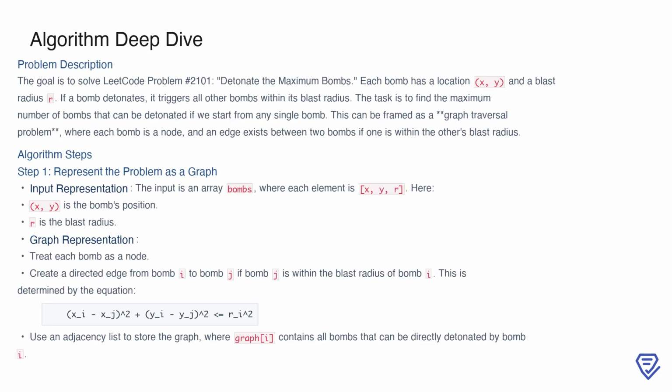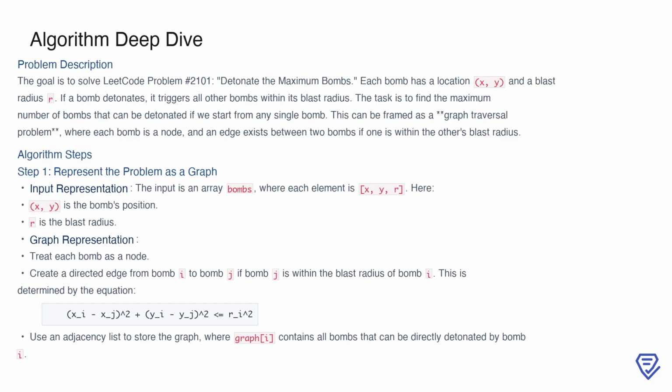To solve the problem of detonating the maximum number of bombs, we first need to understand its structure. Each bomb is defined by its location, x, y, and a blast radius r. When a bomb detonates, it can trigger other bombs if they fall within its blast radius. The challenge is to determine the maximum number of bombs that can be set off if we start from any single bomb. To approach this, we can frame the problem as a graph traversal task.